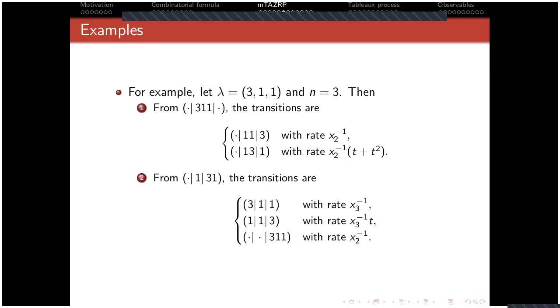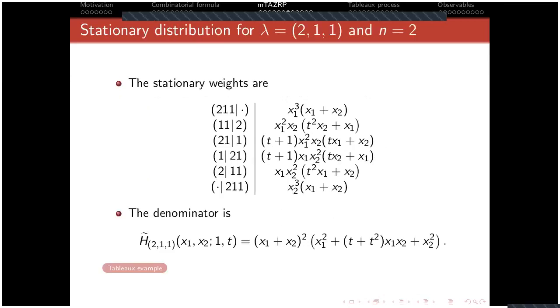And similarly from this one, empty, 1, 3, 1, the 3 can jump right with rate 1 by x3. It's on a circle, remember, so the 3 will go over there. For the 1, this 1 can jump to the right with t by x3. And here there's a single 1, so it will jump right, coming here, with rate 1 by x2. Okay, so that's the idea.